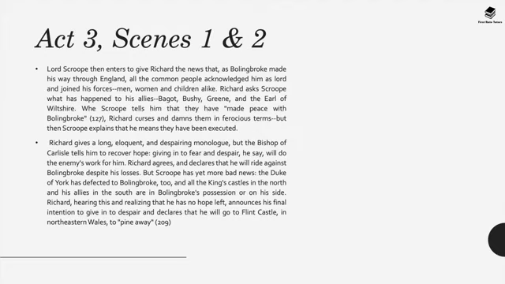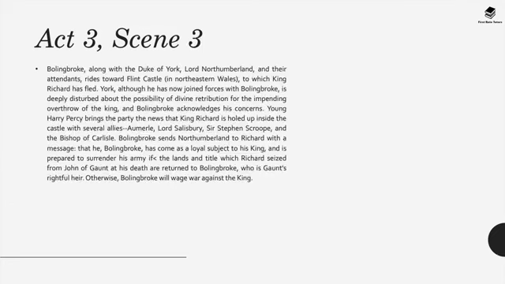Richard, hearing this and realizing that he has no hope left, announces his final intention to give in to despair and declares that he will go to Flint Castle in northeastern Wales to pine away. Scene 3. Bolingbroke, along with the Duke of York, Lord Northumberland, and their attendants, rides toward Flint Castle, to which King Richard has fled.